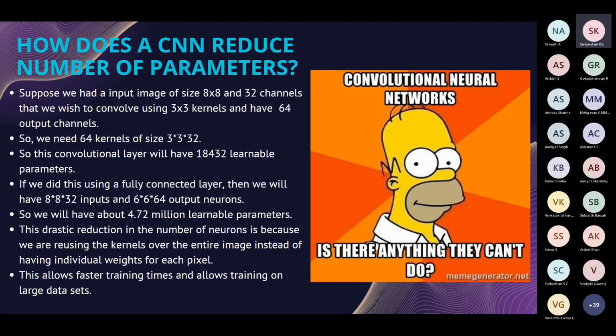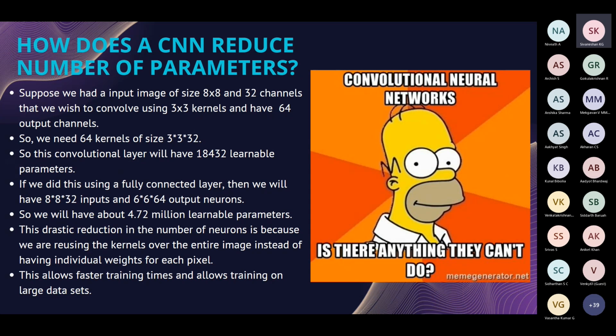So, we can now see how a convolutional network reduces the number of parameters. Suppose we had an 8 into 8 image with 32 channels in some layer of our model, and suppose we wanted to have 64 output channels. Then one kernel will be of size 3 into 3 into 32. That will be our one kernel, and we want 64 such output channels, so we need 64 such kernels. That convolution layer would have about 18,000 learnable parameters. So we can see that that's already quite a lot.